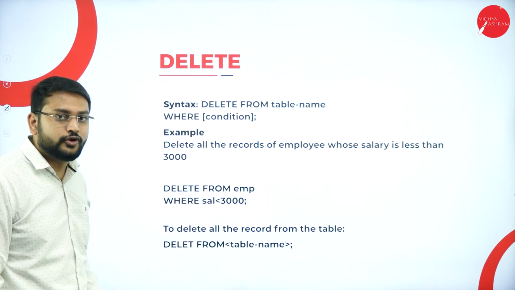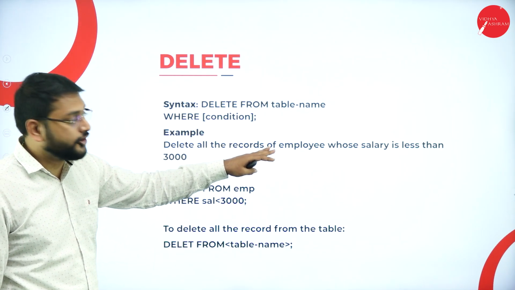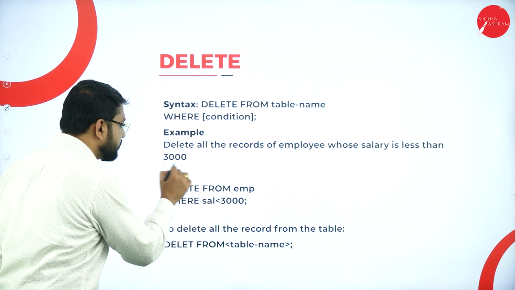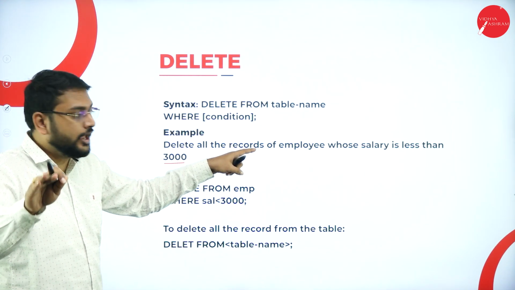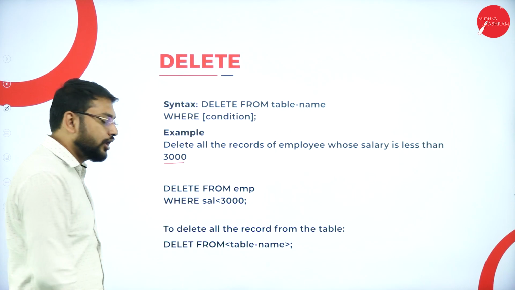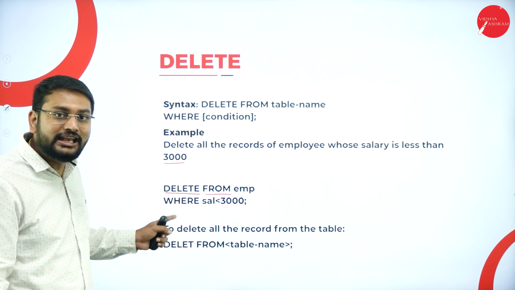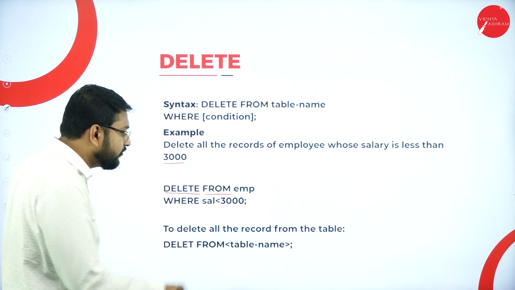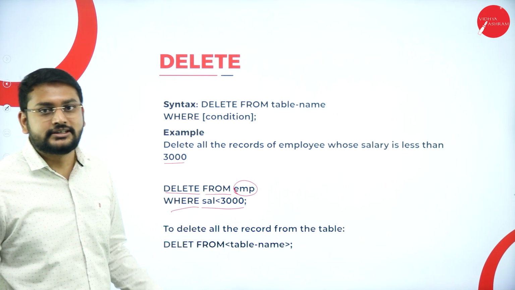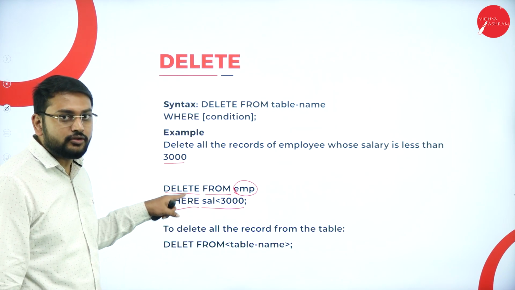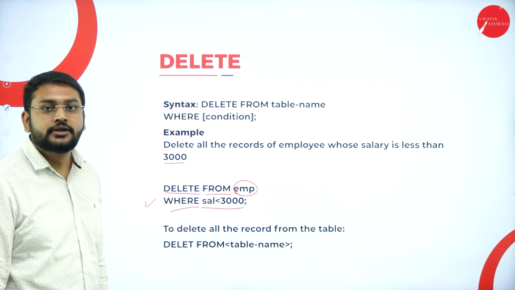So fine, what is the syntax for delete? Observe here, what is the question that we have given? Delete all the records from employee whose salary is less than 3,000. I want to delete the records of employee whose salary is less than 3,000. How do I do it? So guys, I have to use the keyword delete from. Where should I delete? I should delete from the table EMP, where salary is less than 3,000. That's it. So what is the keyword that you're using? Delete from. You have to mention the table name, and you can also specify the where clause.